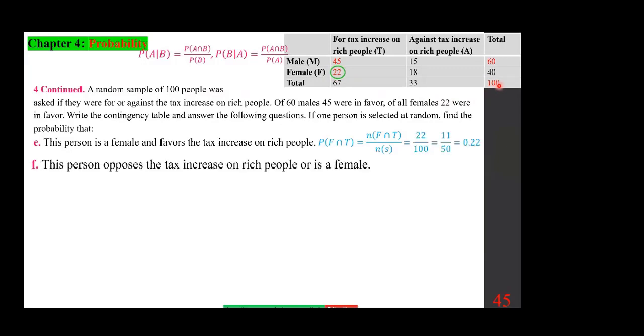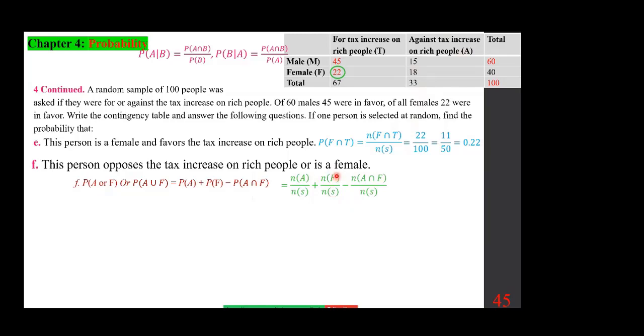This person opposes the tax increase on rich people or is a female. So let's write the union of events. I hope you remember that. In this case, specifically for this one, probability of A or F with the symbolic format: probability of A plus probability of F minus probability of A intersection F. The reason is because the intersection is accounted for two times, once for A, once for F, therefore we take it out. So with that being the case, N of A, you find the A, total is 33.